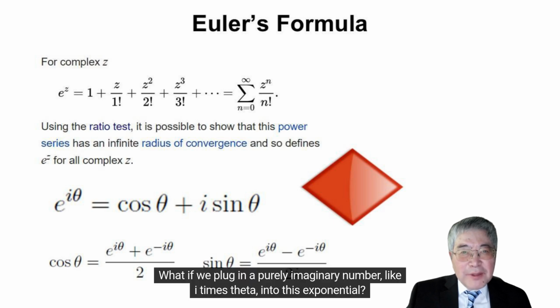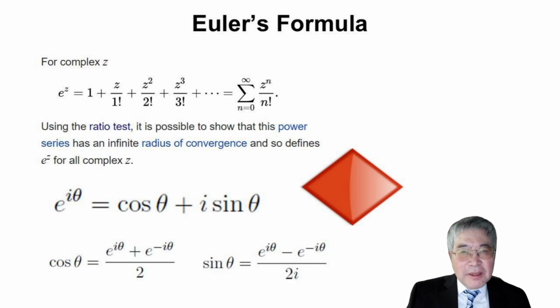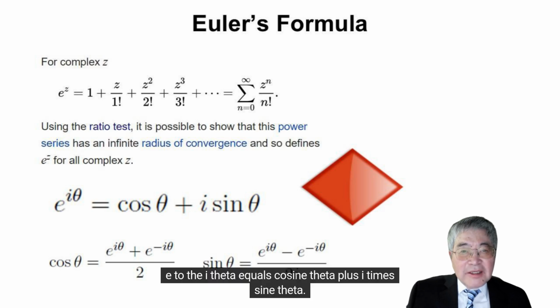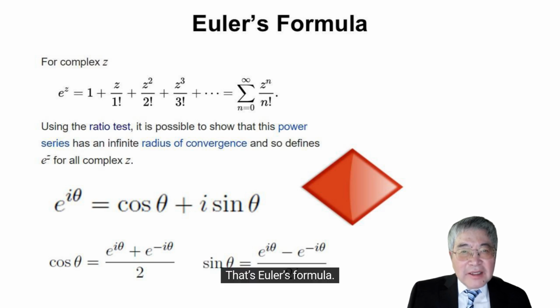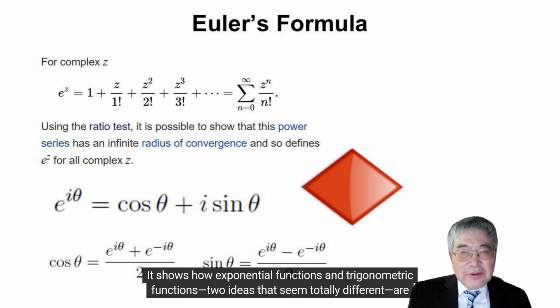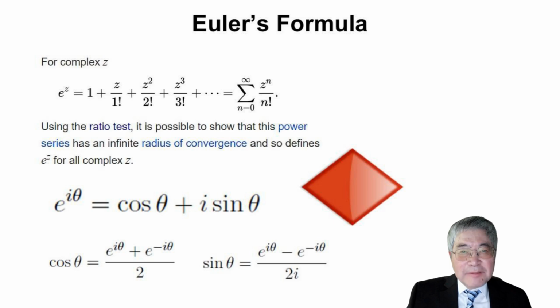Now here's where things get really exciting. What if we plug in a purely imaginary number like i times theta into this exponential? It turns out that e to the i theta equals cosine theta plus i times sine theta. That's Euler's formula. This equation is incredibly elegant. It shows how exponential functions and trigonometric functions, two ideas that seem totally different, are actually deeply connected.